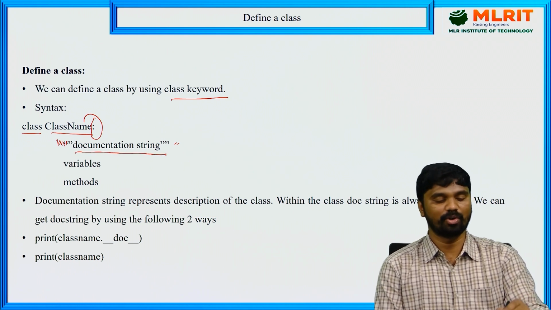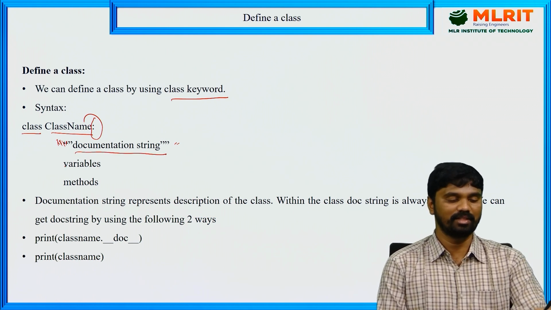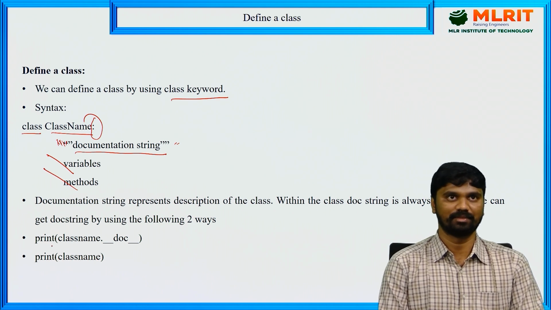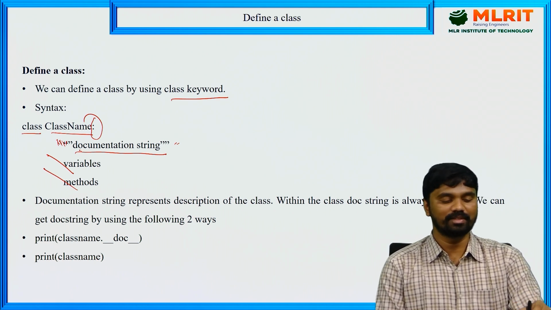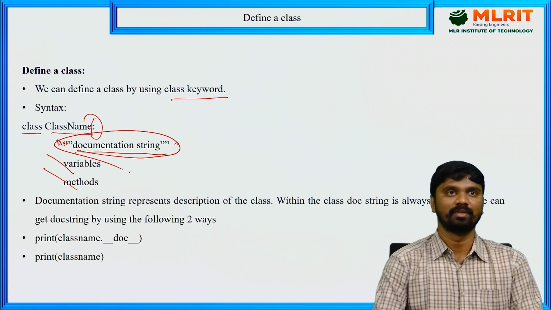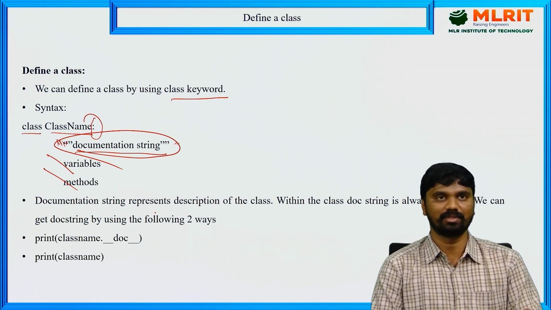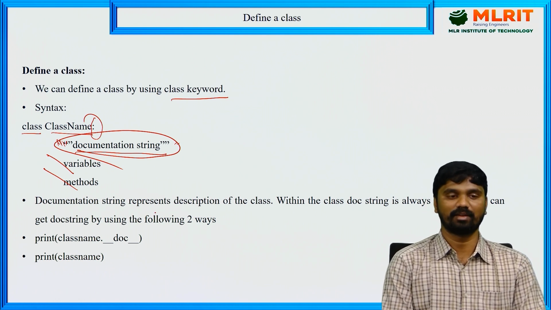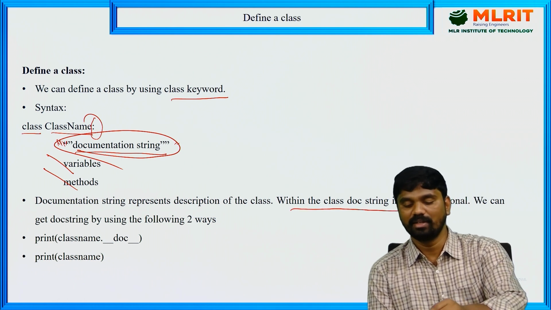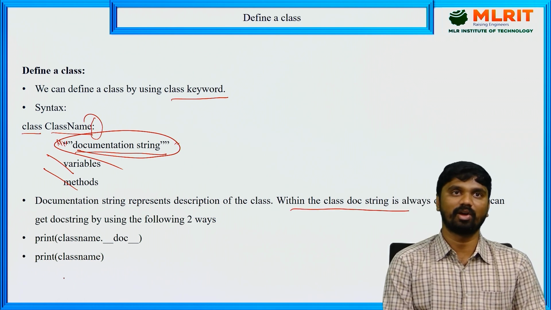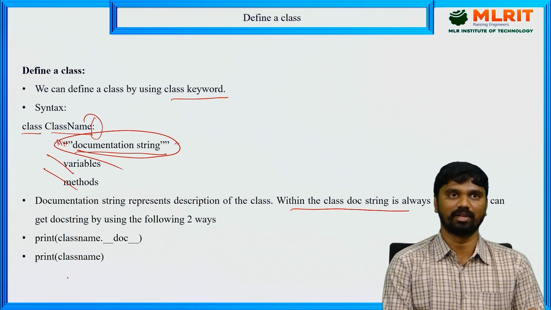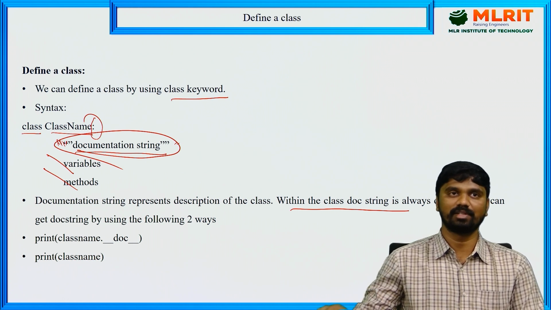This is the documentation string, and then in this class we are going to define the variables and methods in statements, right? So what is this documentation string? It represents the description about the class. Within the class, the documentation string is optional.